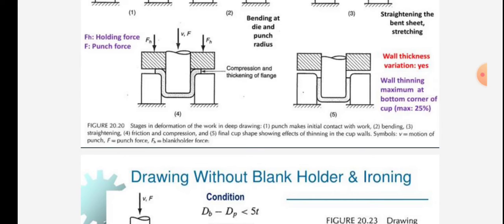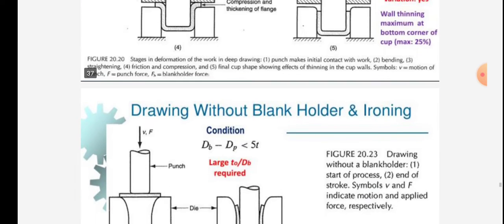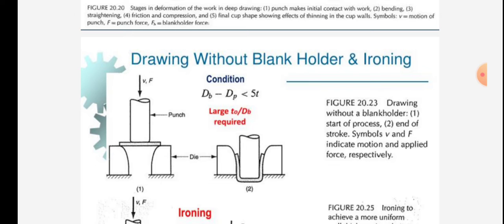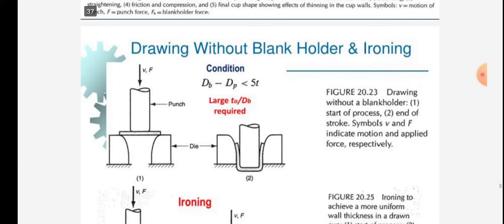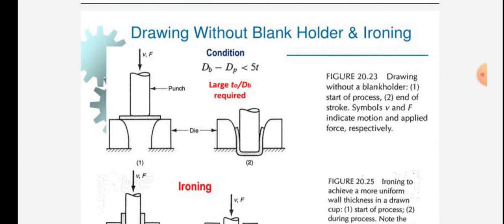First is punch makes initial contact with work, second is bending, third is straightening, and fourth is friction and compression, and fifth is final cup shape showing effect of thinning in the cup walls. Symbols: V is equal to motion of punch, F is equal to punch force, and Fh is equal to blank holder force. Drawing without blank holder and ironing.